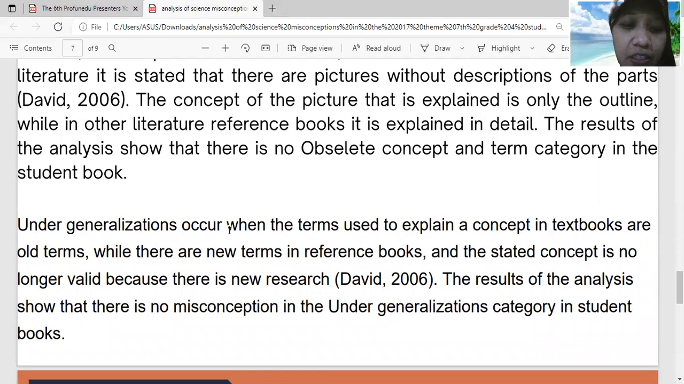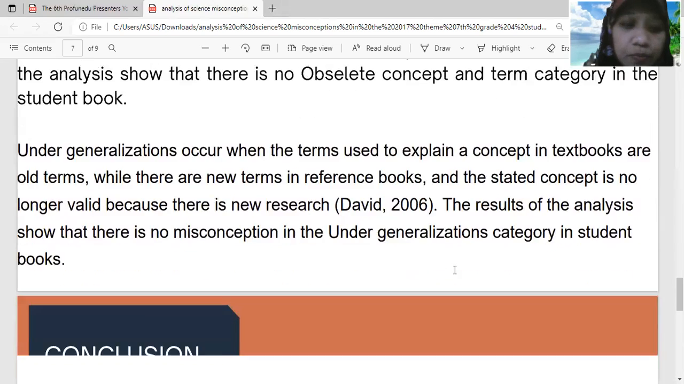Undergeneralization occurs when the term used to explain a concept in a textbook is an old term. Well, there are new terms in the reference book and the stated concept is no longer valid because there is new research. The result of analysis saw that there is no misconception in the undergeneralization category in student books.